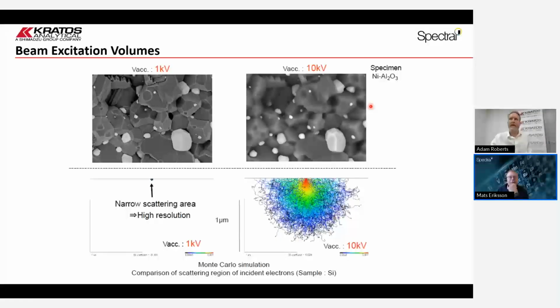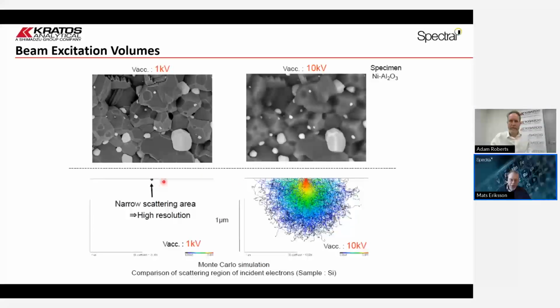Next slide, please. Yes. If we look at that practically, in this compound sample we have nickel particles in an alumina matrix, imaged with 1 kV primary electrons and 10 kV. You can see the interaction volume, the scattering distribution simulated with a Monte Carlo simulation, and how large the difference is. If you want to do surface imaging, the 1 kV setting gives much more surface-related information than the 10 kV.